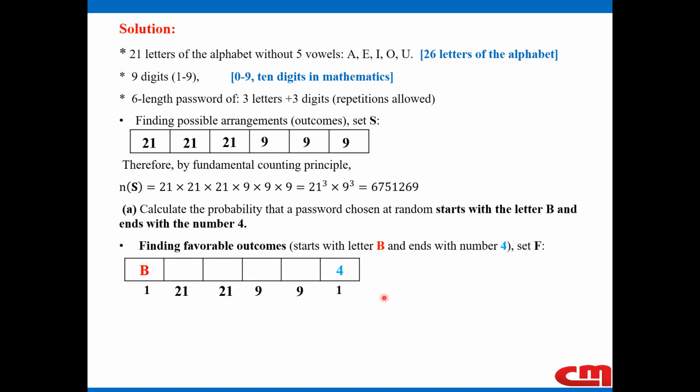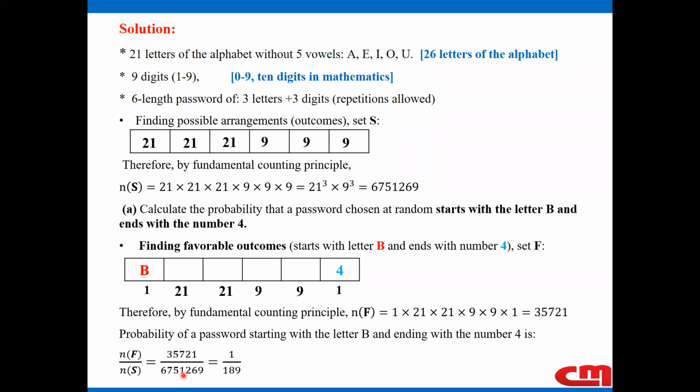Right, now, once we have done that, by the fundamental counting principle, the number of favorable outcomes is you multiply the individual choices we have at different positions. That is 1 times 21 times 21 times 9 times 9 times 1, which is what I have here. Then this reduces to this figure. Now that I have my favorable outcomes, what I need now is to actually calculate the probability that a password chosen at random starts with the letter B and ends with the number 4.